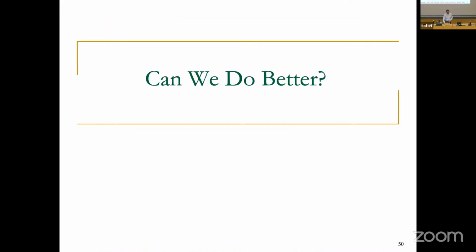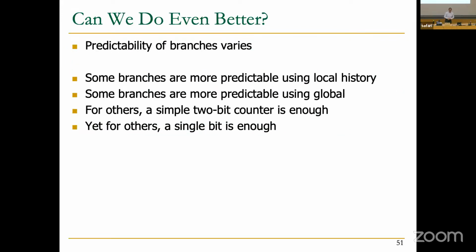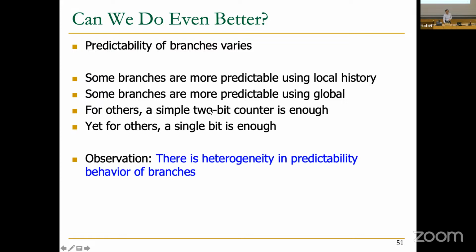Okay. So the question is, of course, can we always do better, right? And we're going to see that we can. We're going to exploit more behavior in the program, especially the predictability of branches. It turns out some branches are more predictable using local history, and some branches are more predictable using global history. For others, a simple 2-bit counter is enough, yet for others, a single bit is enough, basically.